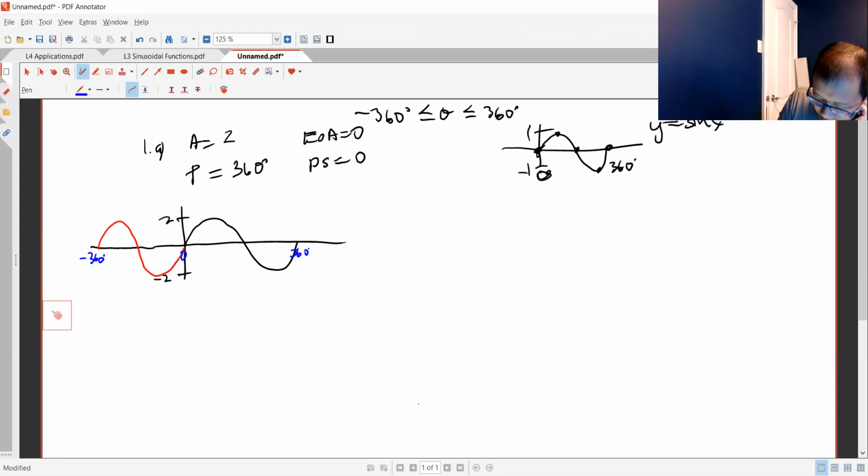What about the other 2 zeros? This 0 over here would be 180 degrees, and this would be negative 180 degrees. How about the maximums? That's at 90 and at negative 270. How about the minimums? That's at 270 and at negative 90. So there you have it, ladies and gentlemen. We have 1, 2, 3, 4, 5, 6, 7, 8, 9 critical points for this domain.